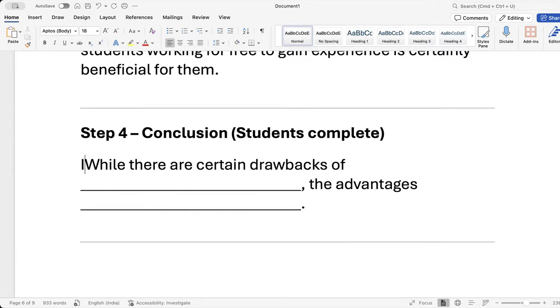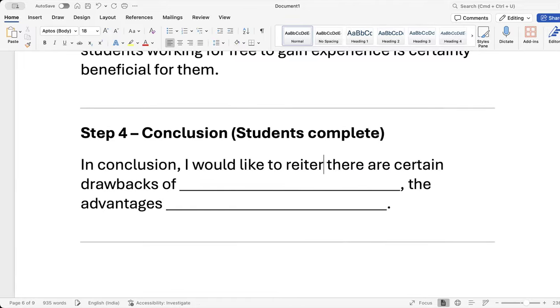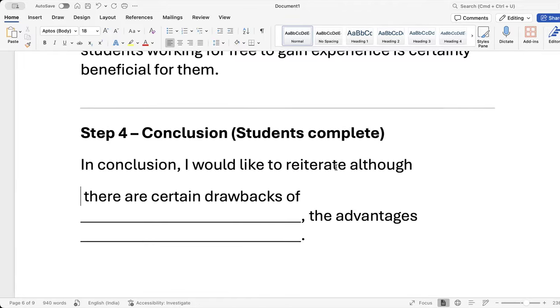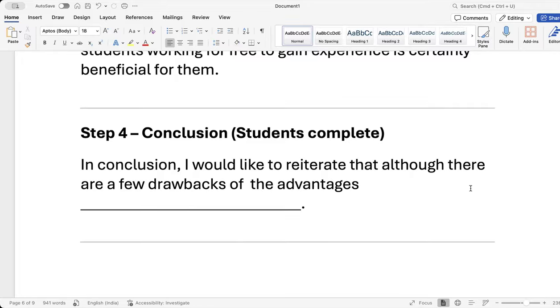Although there are... Okay, sir, here. Although there are few drawbacks. Just hold on one second. So she recommended we can use I would like to reiterate that although there are certain drawbacks. Okay, now go ahead. Sir, here we can also use this: there are a few drawbacks. Yeah, okay, but I said there are a few drawbacks. In place of certain you can use the word a few. Of what topic? Sir, the topic was learning.